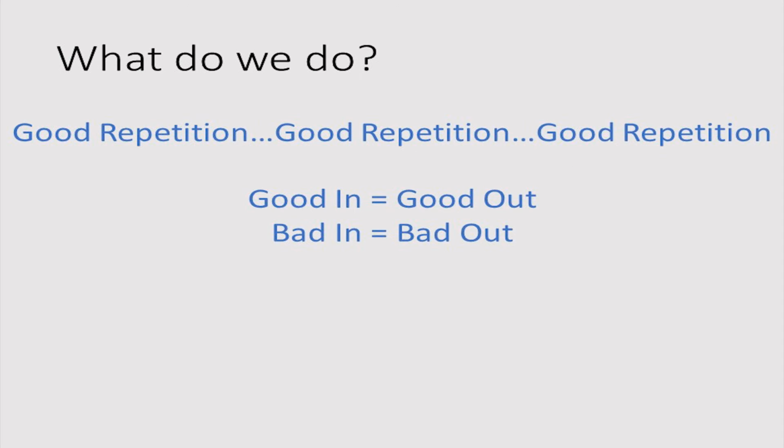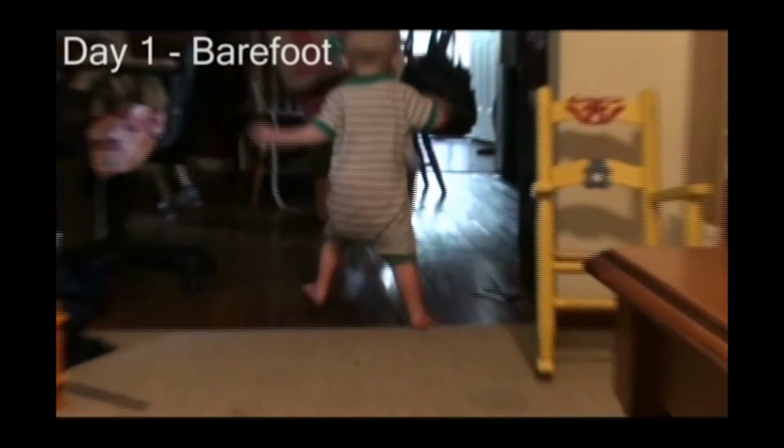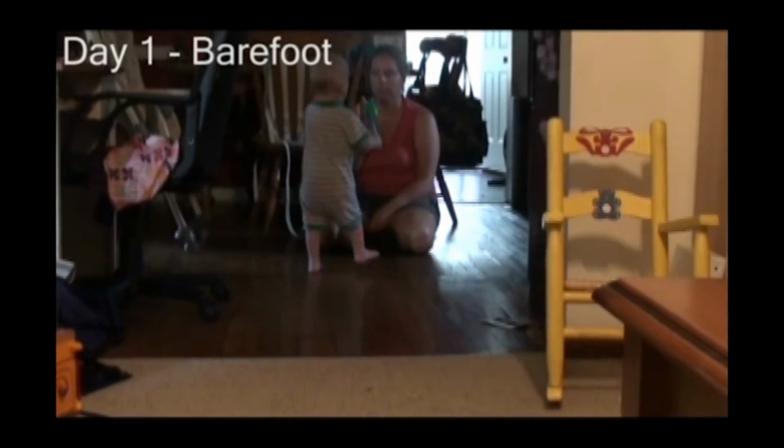So what do we need to do? So we've talked about use history and all of the practice that a typical child will get. We need good repetition. Again, good in equals good out, bad in equals bad out. I've kind of harped on it, but practice and getting good, consistent practice is what's really important for the kids that we treat. So this is a video of a little guy who is 20 months old. He's been walking for 4 months.